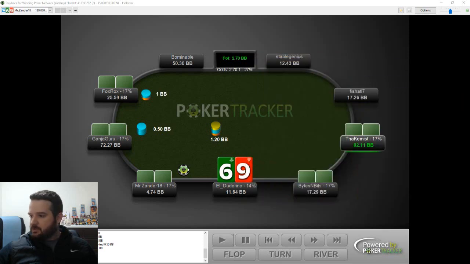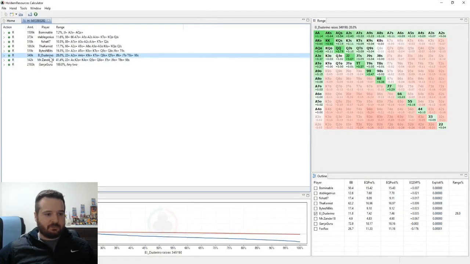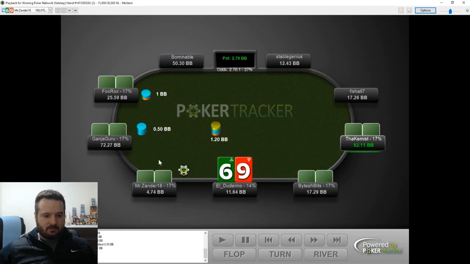So let's put that aside for just a second, and we'll go here. Okay, so the first thing that we can see is ICM is actually a very, very big factor for us here in the cutoff, with a 5 big blind stack left to act, and then the other 2 stacks covering us, as you can see here.